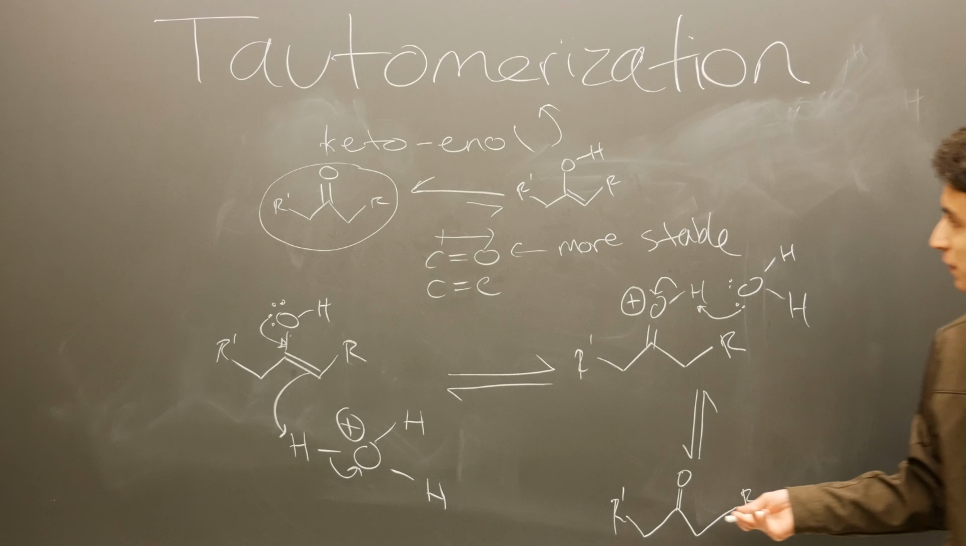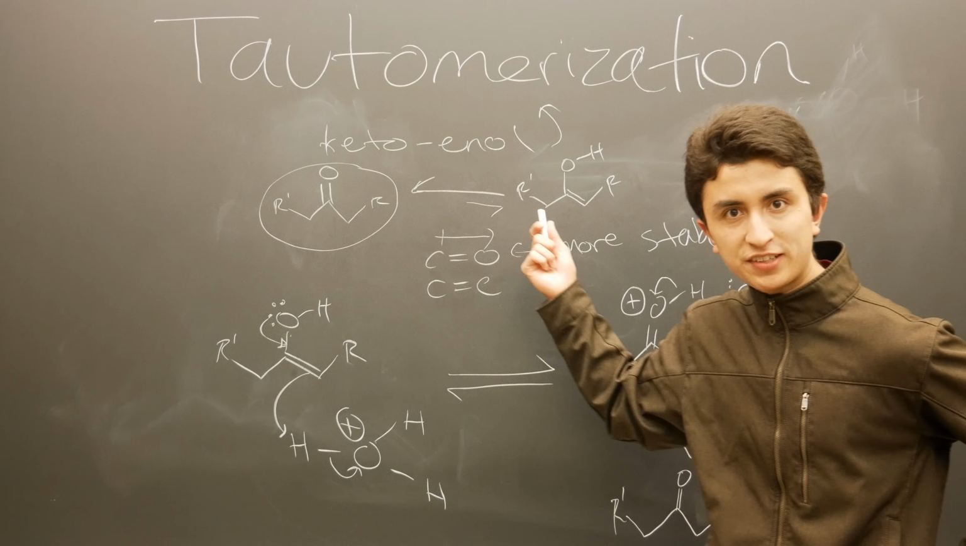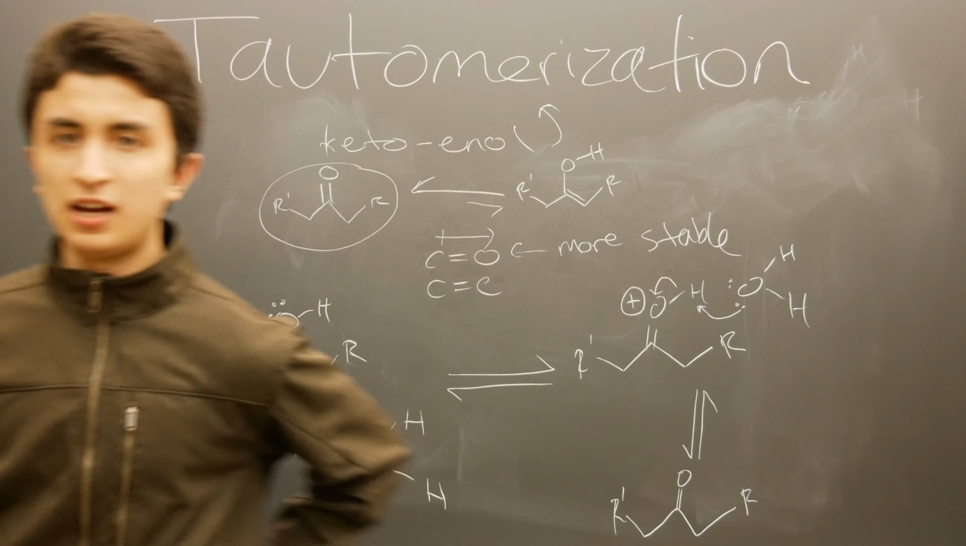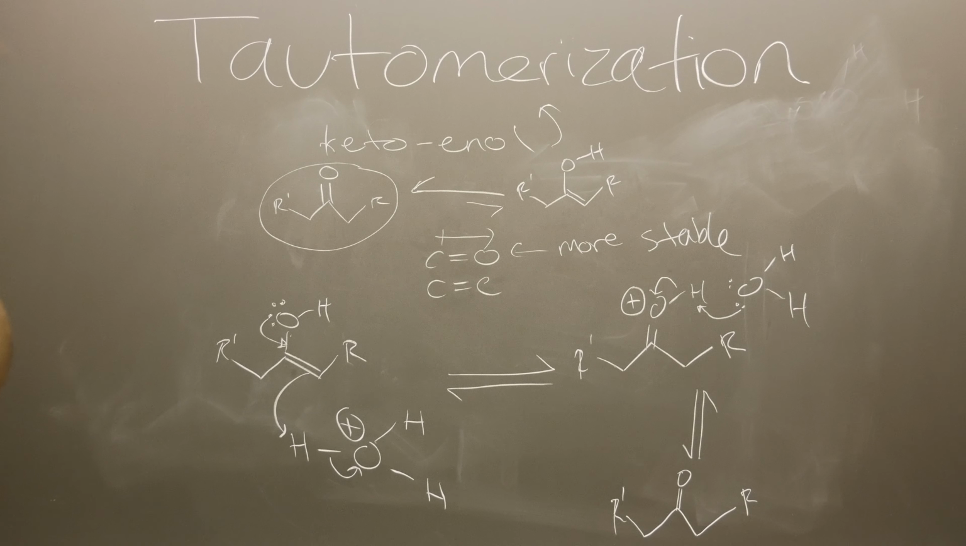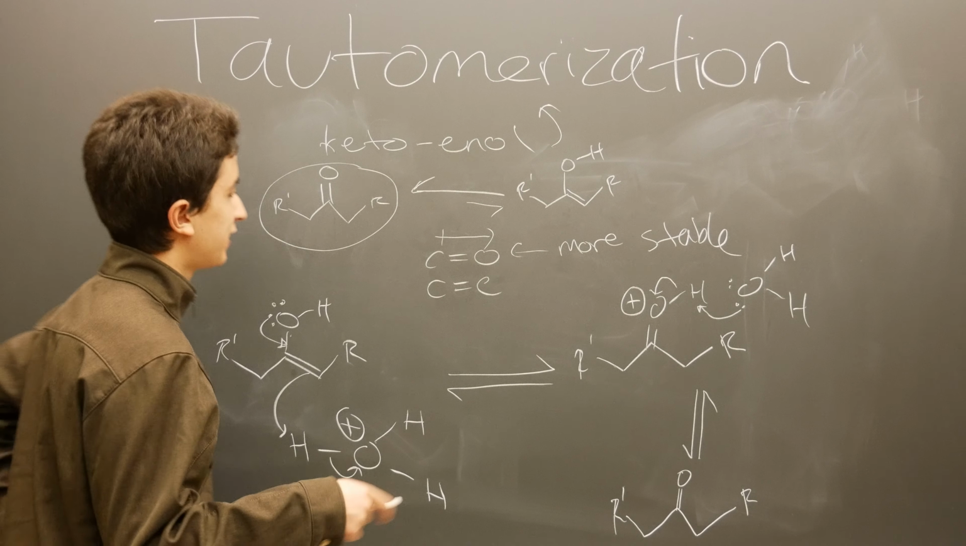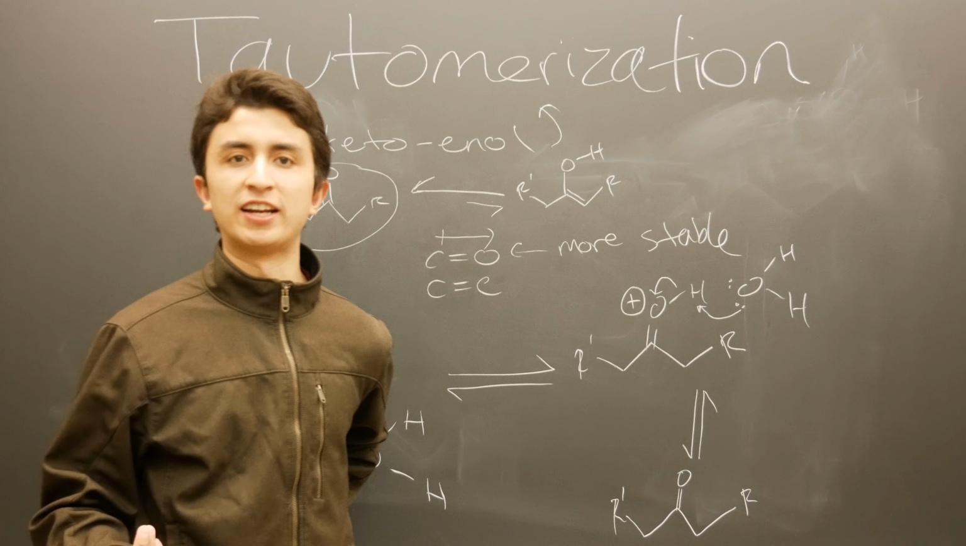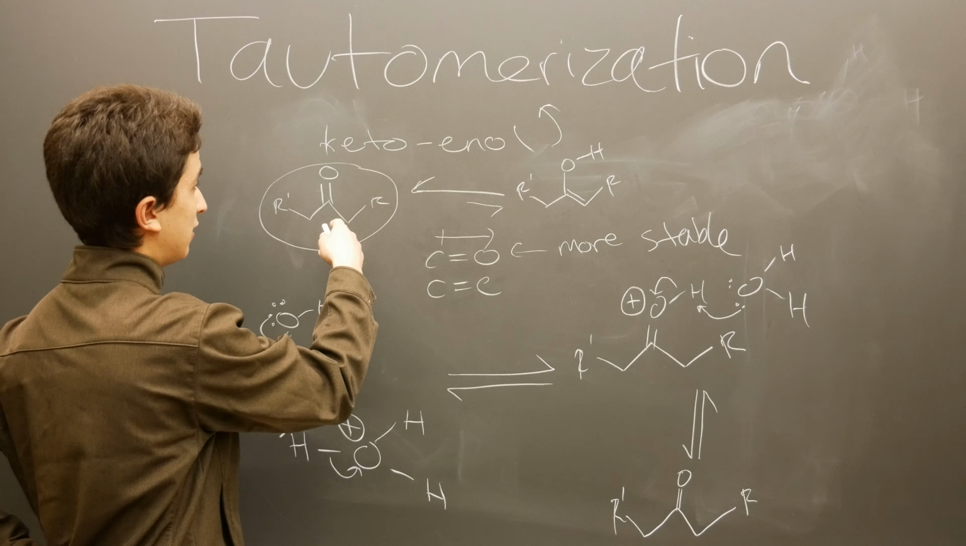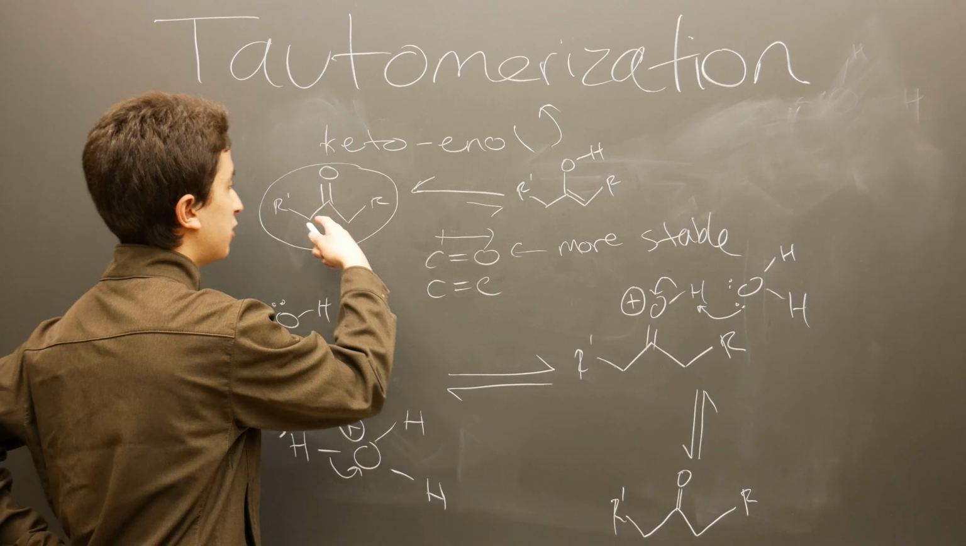And voila, we've shown keto-enol tautomerization. This is a very important mechanism to know. Let me just make sure it's in frame. Yeah, it's in frame. Because it happens a lot in biology, it happens a lot in organic chemistry. If you have the enol form, you can very quickly have the keto form.